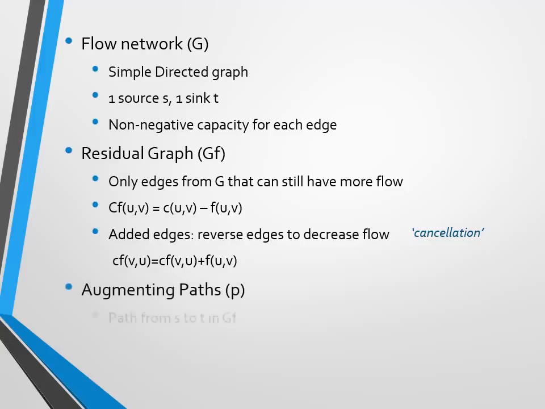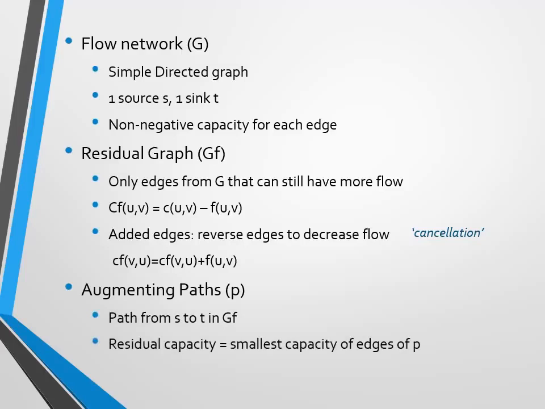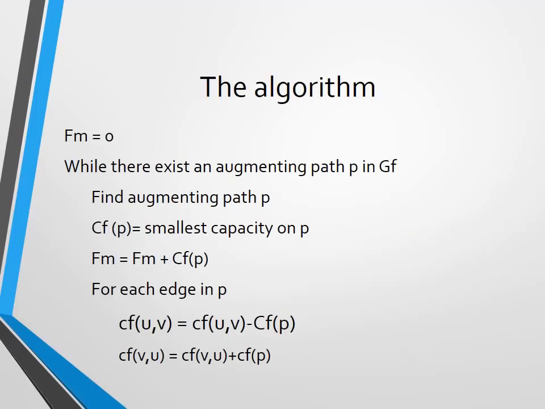And in this residual graph, we will look for augmenting paths, which are simple paths from the source to the sink, and we will try to find the residual capacity, which is the smallest capacity of all the edges along P. So all put together, we will make the residual graph, search augmenting paths in it, for each of them find the residual capacity and add it to the maximum flow.